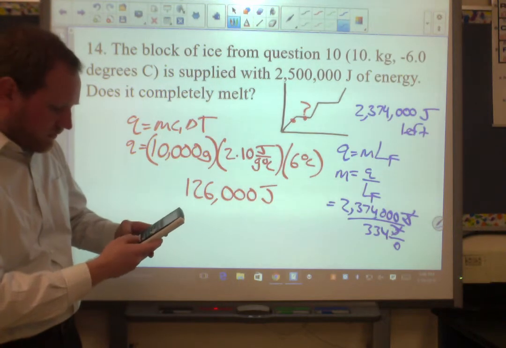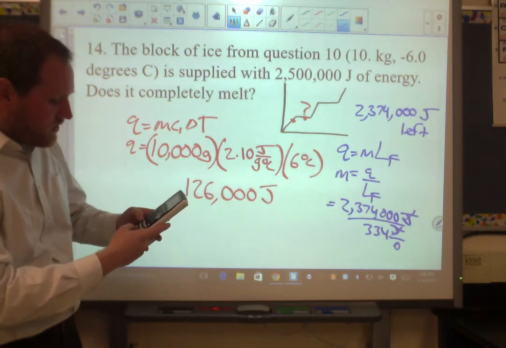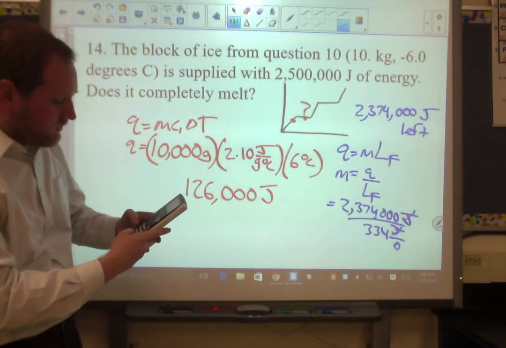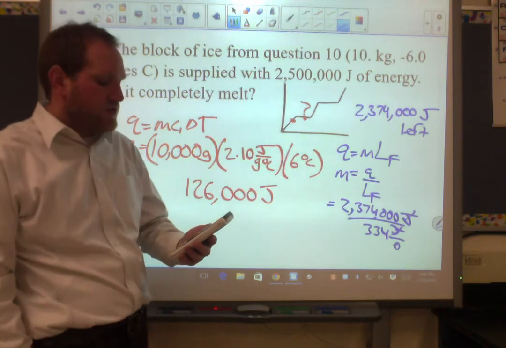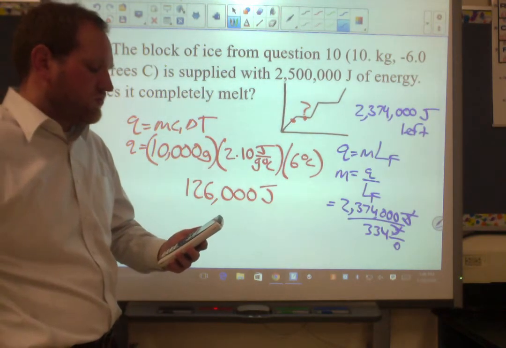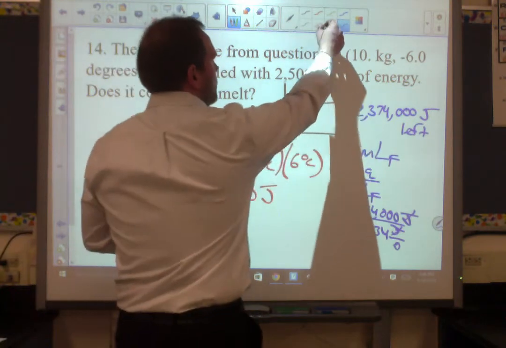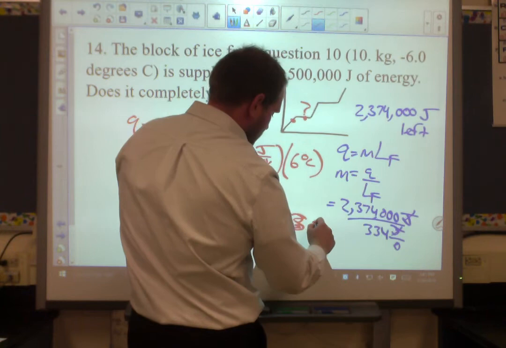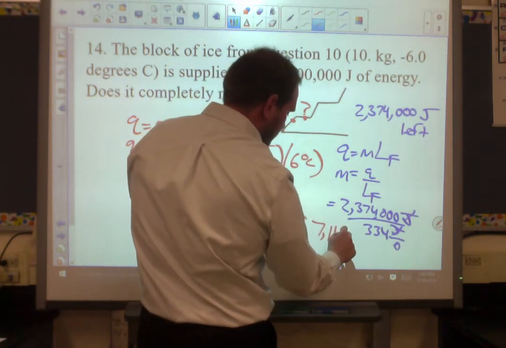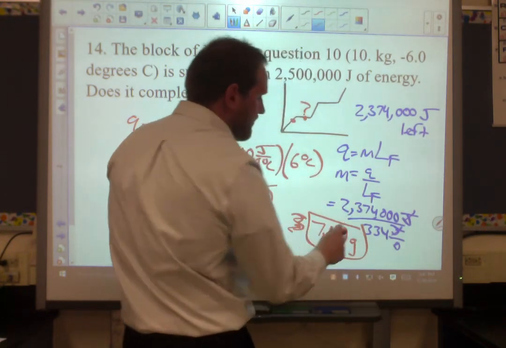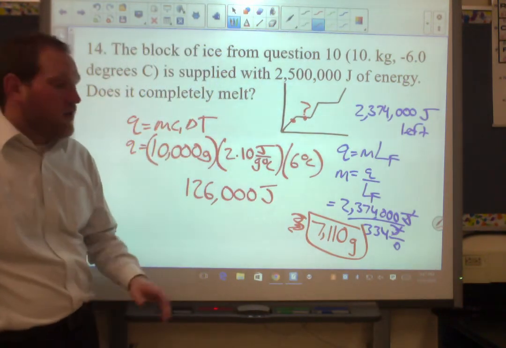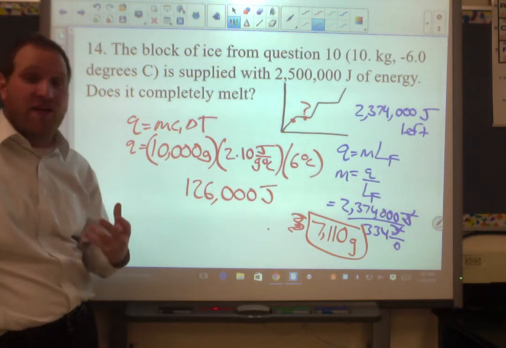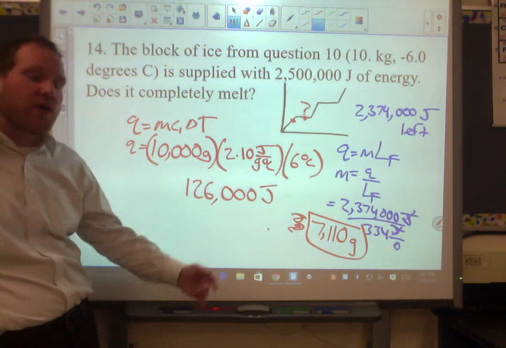2,374,000 divided by 334 gives me 7,107 grams. Or with three sig figs, I would say 7,110 grams. So what that means is the answer is no. The heat I have left over can only melt about 7,000 grams. It can't melt 10,000 grams, which is how much I needed. So that's one way of solving this.